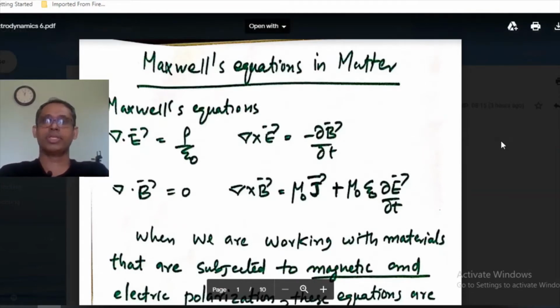Today we are going to see Maxwell's equations in matter. We know Maxwell's equations, four equations: del dot E equal to rho over epsilon 0, del cross E equal to minus dB by dt, del dot B equal to 0, del cross B equal to mu 0 J plus mu 0 epsilon 0 dE by dt. So these are the four Maxwell's equations.